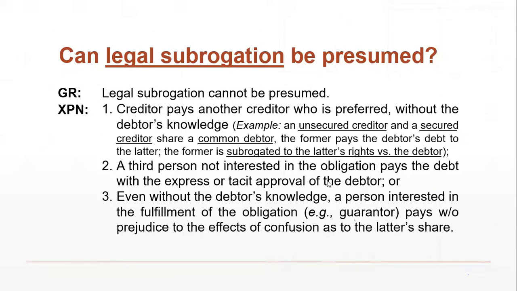Okay? So ngayon, itong si third person, technically, he now gains the rights of the creditor. Kung gusto niya, pwede niyang habulin si debtor. Okay? But of course, in practice, the third person does not pursue the debtor. No? But in theory, as far as the law is concerned, if he wants to, he can do that. Now, finally, even without the debtor's knowledge, a person interested in the fulfillment of the obligation, for example, guarantor. Now, for context, no, a guarantor is someone who secures the fulfillment of the obligation.